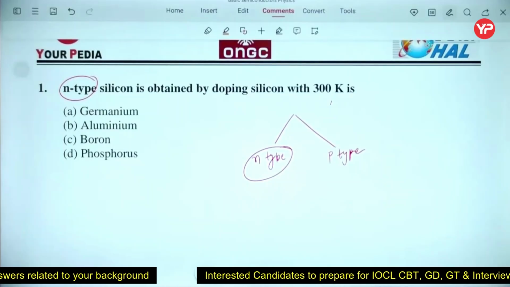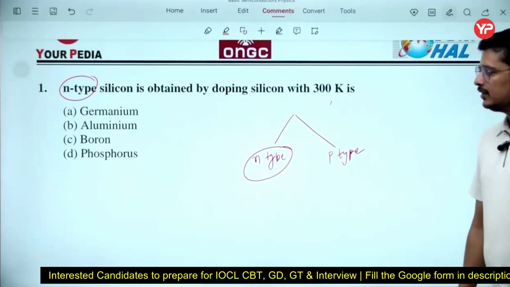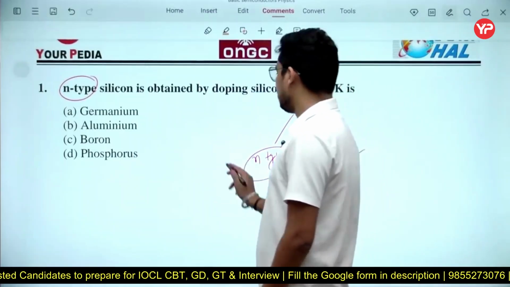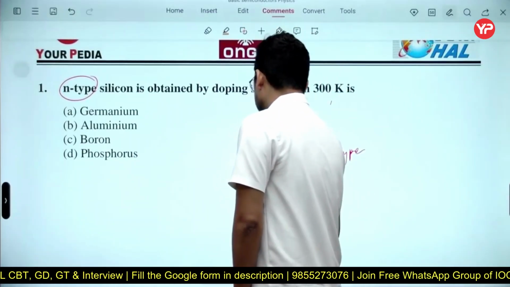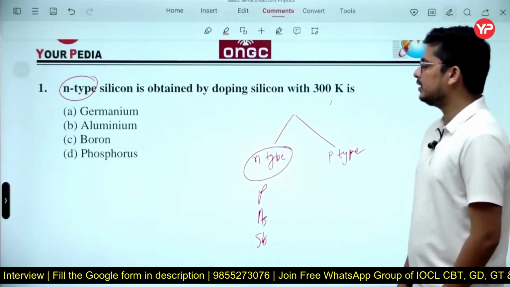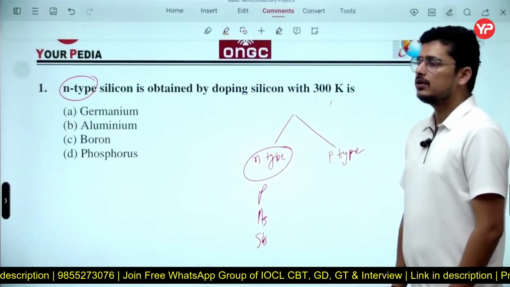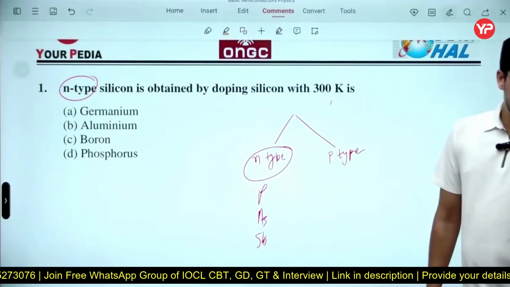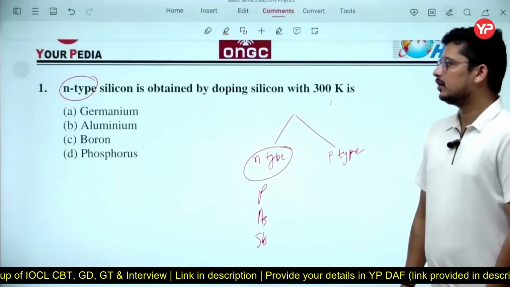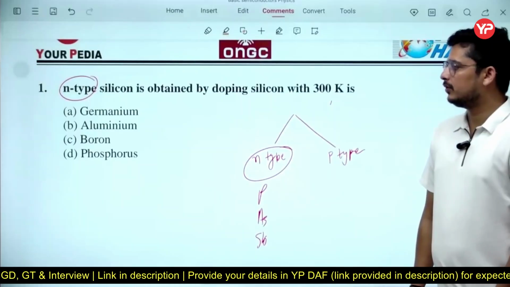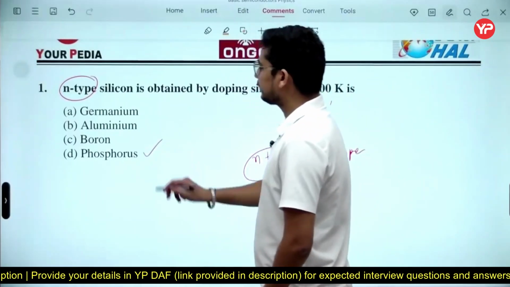So what are the pentavalent impurities? Phosphorus, arsenic and antimony. These are the pentavalent impurities which should be introduced into the pure semiconductor so that it will be converted into N-type semiconductor. So here we are having four options. Which one? That is phosphorus.